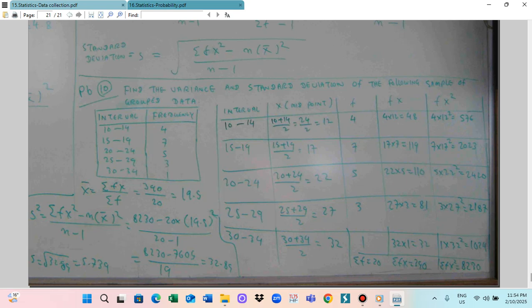Then h bar you can also calculate as summation f h by summation f. The summation f h we already calculated is 390, and the summation f is 20. So 390 divided by 20, you get 19.5. So this is the mean, we got 19.5.